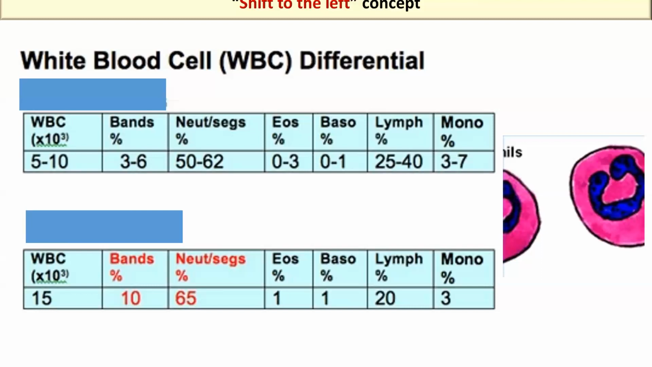But the most important thing is that the bands will go up and the neutrophil segments will go up. The bands are going to be extremely present in the blood, more than 6%. They are immature neutrophil cells. But that's an indication that there is an infection, or it indicates the presence of infection. And that's the shift to the left phenomenon.